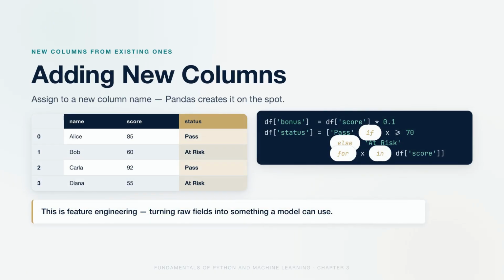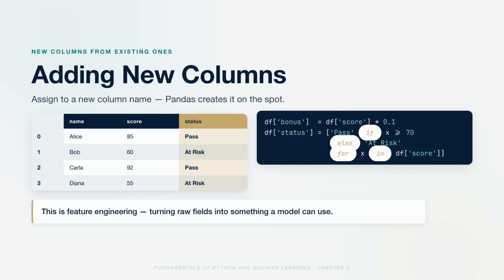Pandas also allows us to create new columns. For example, suppose we want to create a new column called at_risk. We could write df['at_risk'] = df['attendance'] < 70. This creates a new column with true or false values. A student with attendance below 70% will be marked as true. A student with attendance of 70% or higher will be marked as false.